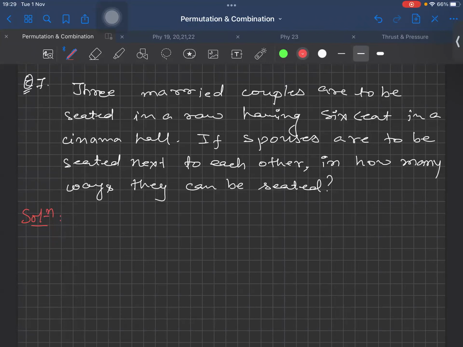Let's solve it. Okay, so 3 married couples are to be seated in a row. So the number of couples is how many? Always start questions like this. So 3 couples are there, right? Like AB is a couple, CD, EF. Okay, they are the couples.